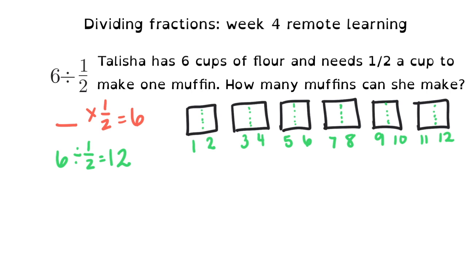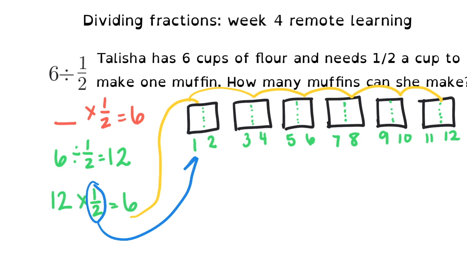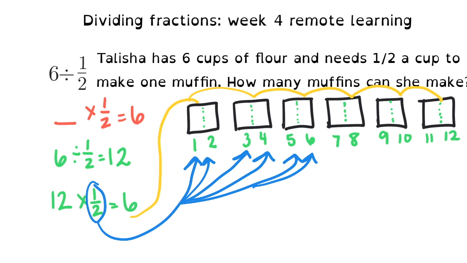How would we write this as a multiplication problem? We would write it as 12 times 1/2 equals 6. Okay, where do we see those numbers in the drawing? Well, the 6, I see that I have 6 different cups of flour. The half, I see it getting broken down into the halves, and it's getting broken down into those pieces because it says that each muffin only needs half a cup, right? So then I continue there, and my 12 is how many of those muffin pieces I'm getting, right?